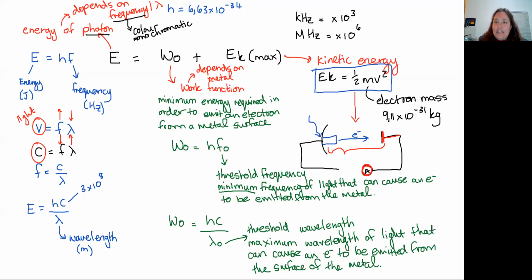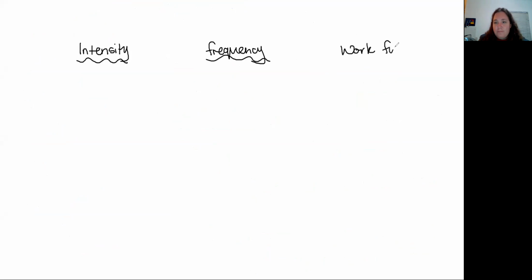I'm going to quickly clear everything here, and we're then going to talk about what difference it makes if you change the intensity versus the difference if you change the frequency versus what happens if you change the metal, which is the work function. Just a quick thing: both the intensity and the frequency refer to the light, and the work function refers to the metal.